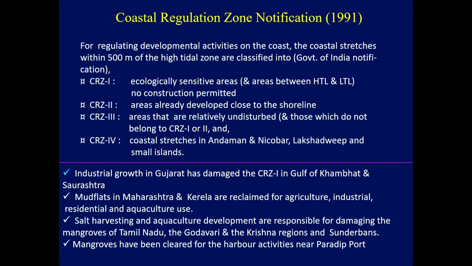Even from remote sensing data, multi-temporal satellite data, you can very clearly find this out. In this region there was earlier mangrove, but now for setting up a port, the entire mangrove has been cleared. Some mudflat area has been reclaimed for industrial activities, and other areas for aquaculture. These things can be seen very easily. That means the regulation zone norms have not been followed.